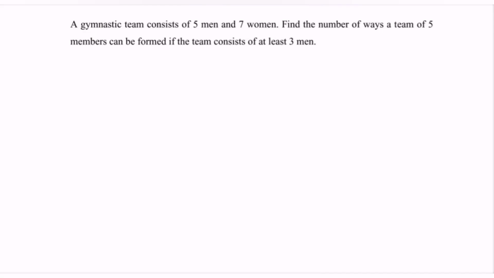Next, what we have to do is to discuss examples for permutation and combination. A gymnastic team consists of 5 men and 7 women. Find the number of ways a team of 5 members can be formed if the team consists of at least 3 men. So here we have men and women, total 5 members. At least 3 men means that we have 3 men, so we still need 2 more women. Followed by 4 men, we still need 1 more woman. Finally, we have 5 men, then we have 0 women.